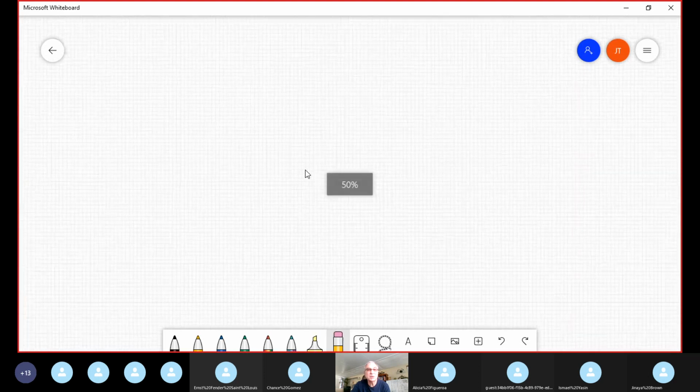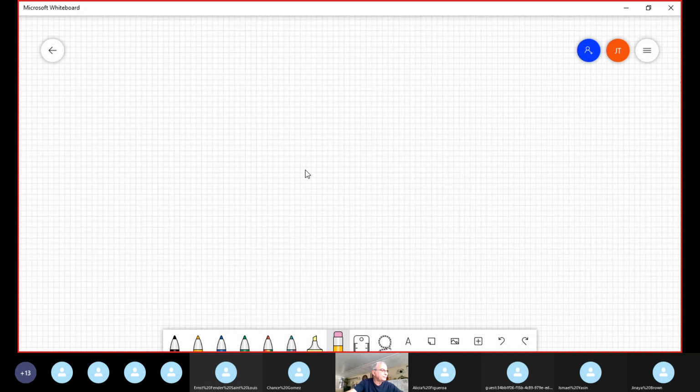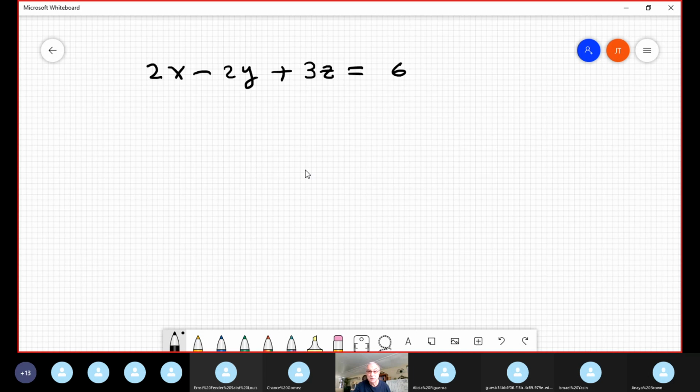Okay, suppose this example. 2x minus 2y plus 3z equals 6. This is my first equation.